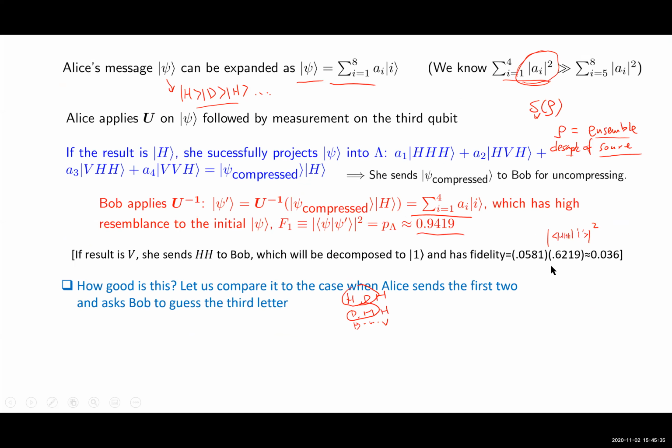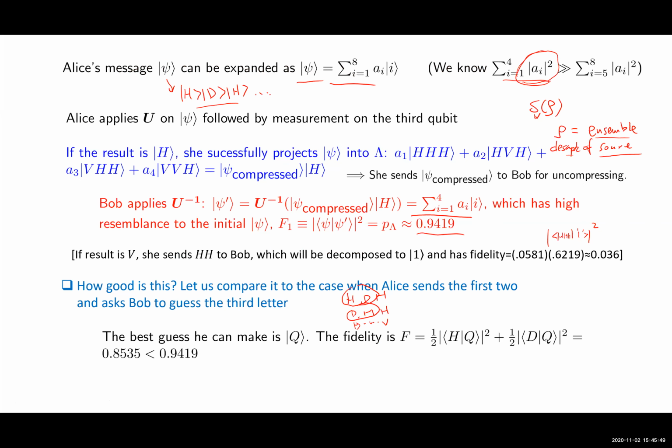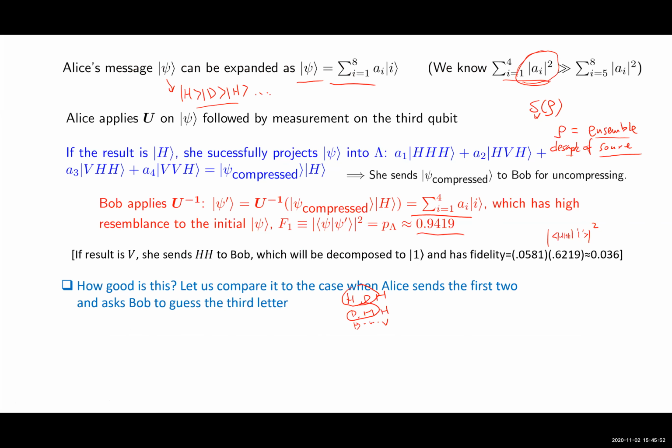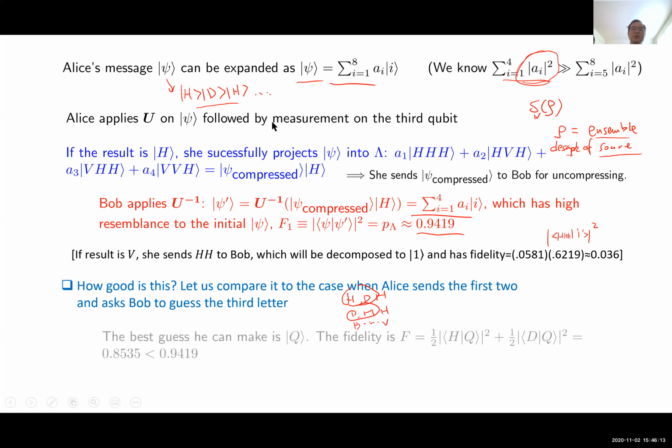So my question is, why does 0 prime have better fidelity than 5 prime? Yeah, because for 5 prime, the first 2 qubits you did not measure. So you still send the first 2 qubits to Bob. No, so this is when she measures and gets B, she still has 2 qubits. She has projected her state into the second group.